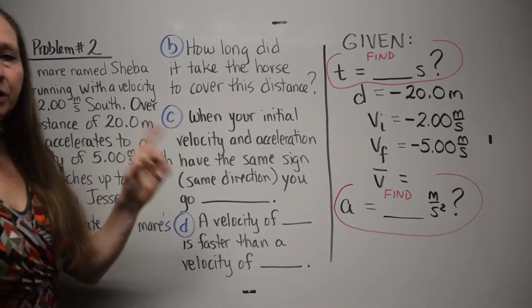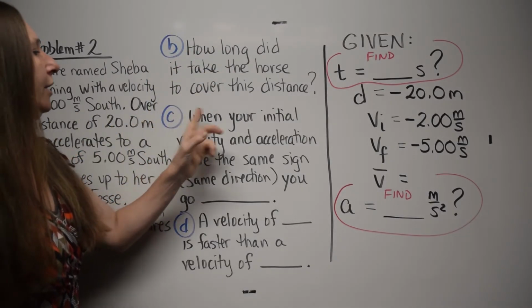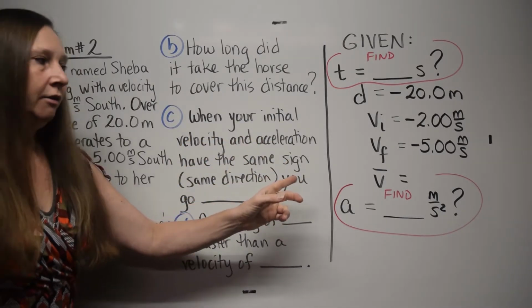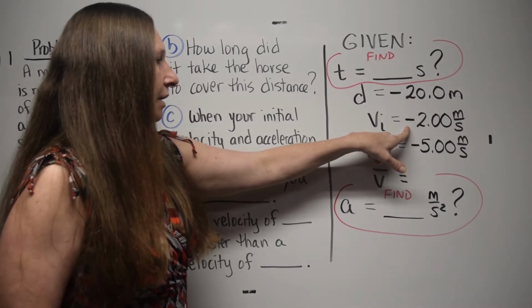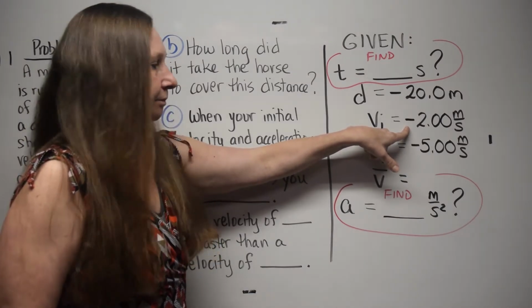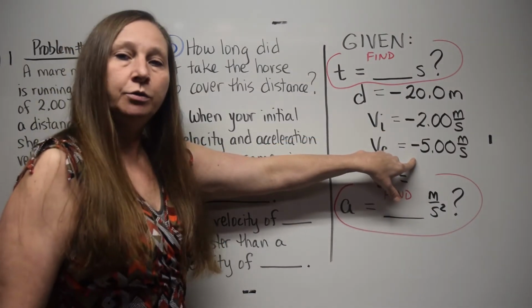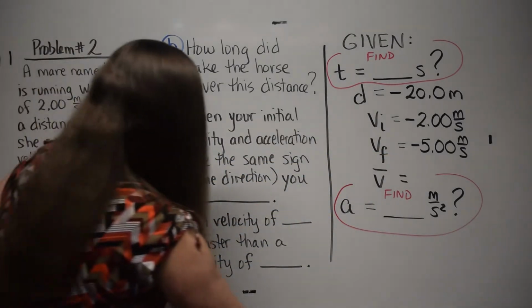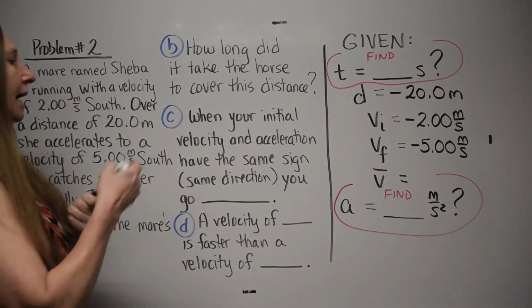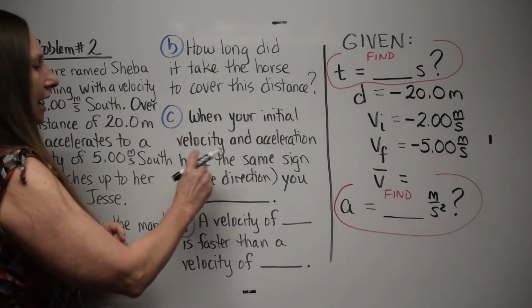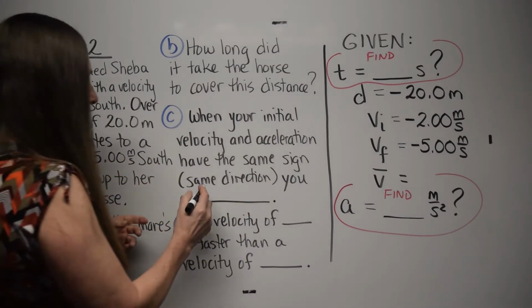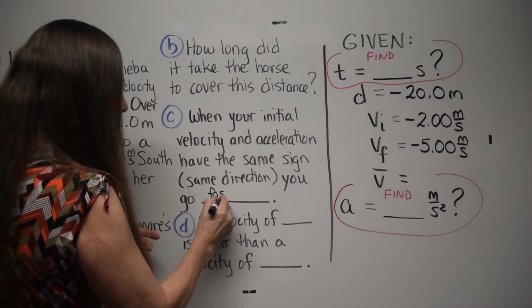Now, how long? The rest of the questions here: when your initial velocity and acceleration have the same sign, so if your initial velocity is negative and you continue to go negative, that means your acceleration must have been negative. In other words, they're going in the same direction, so you go faster.